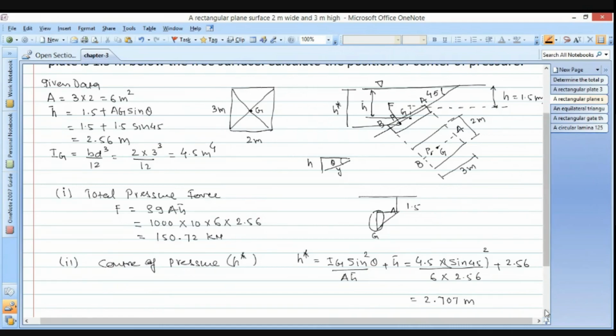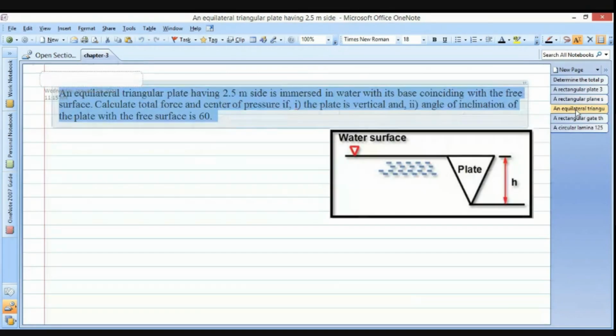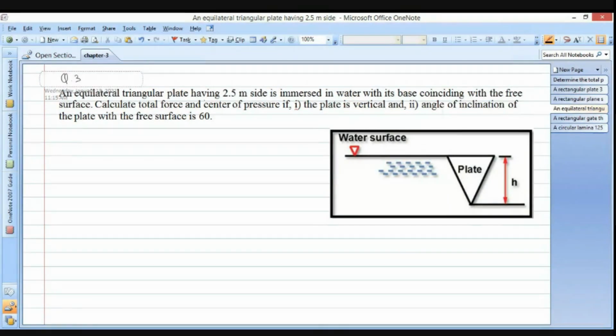So in this way we solve this numerical. Now we are taking some complex geometry, that is the equilateral triangle. So numerical number 3 is question 3. An equilateral triangular plate having 2.5 meter side is immersed in water with its base coinciding with the free surface, meaning the free surface as well as the upper edge of the plate lie at the same height. Calculate the total force and the center of pressure if the plate is vertical, and second, if the angle of inclination of the plate with the free surface is 60 degree.